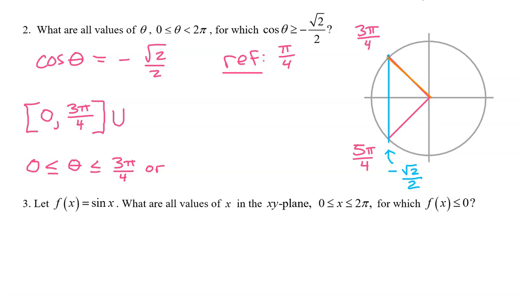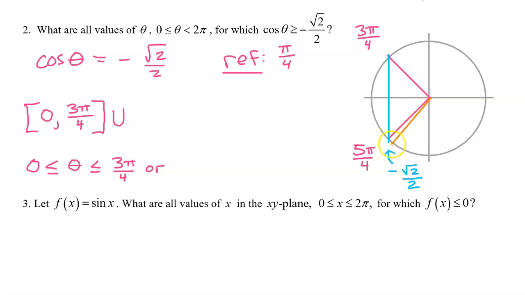However, as we pass 3 pi over 4 in our rotation, we no longer have solutions in this interval because the horizontal displacement, the endpoint, is to the left of negative radical 2 over 2. The x values are to the left of this light blue line. So we will have no solutions between 3 pi over 4 and 5 pi over 4.